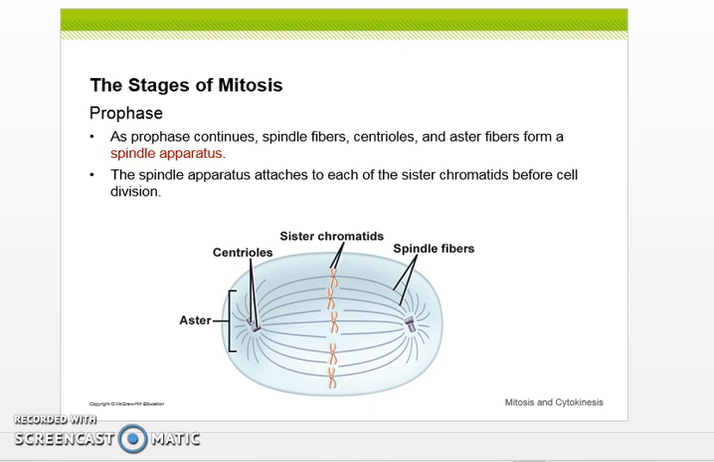As prophase continues, spindle fibers, centrioles, and aster fibers form a spindle apparatus, and this apparatus attaches itself to each of the sister chromatids before cell division.